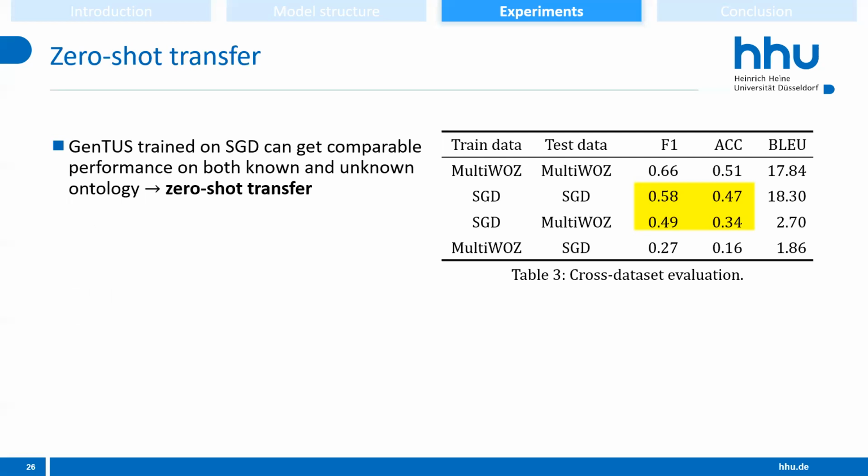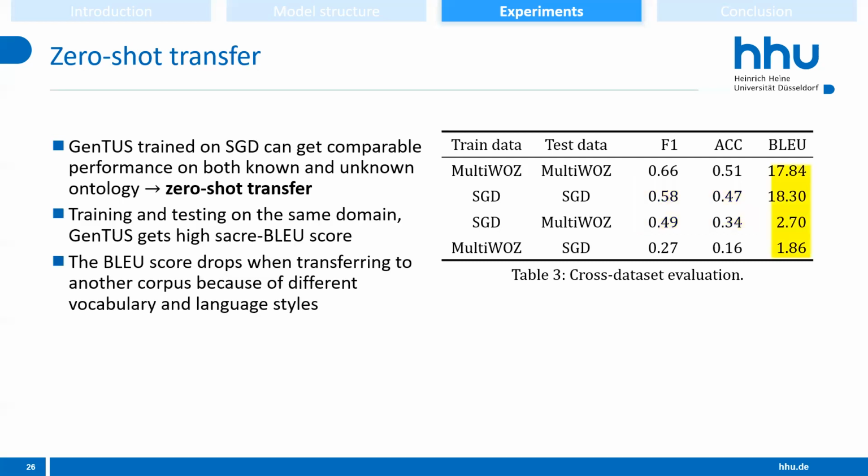So we can find out GenTUS trained on SGD is able to get comparable F1 score and accuracy when testing on SGD or MultiWOZ, which means it is able to transfer from known to unknown ontology in a zero-shot fashion. And its BLEU score is high when training and testing on the same dataset, but it drops when transferred to another corpus, which is reasonable because of the different vocabulary and language styles.